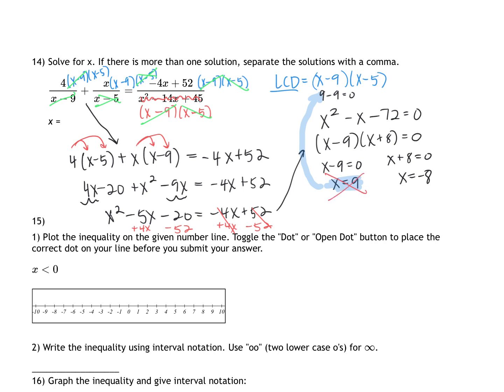If I plug in negative 8, this is a solution. This will not make anything 0. Notice the other thing that would make it a 0 here would be 5, because 5 minus 5 is 0. So 5 is not allowed and a 9 is not allowed. Negative 8 is fine.